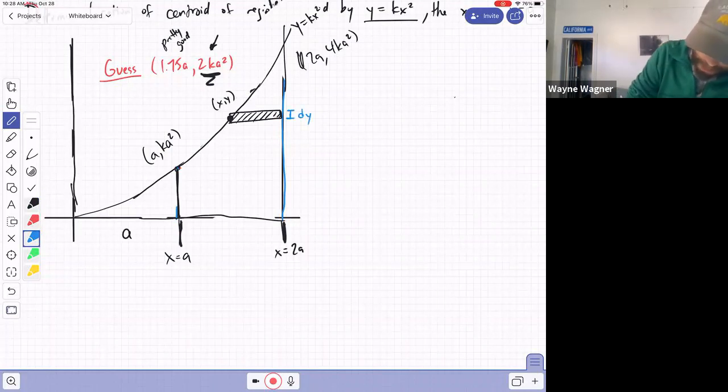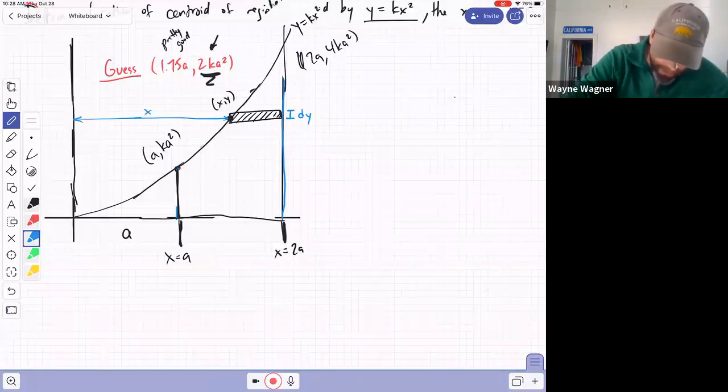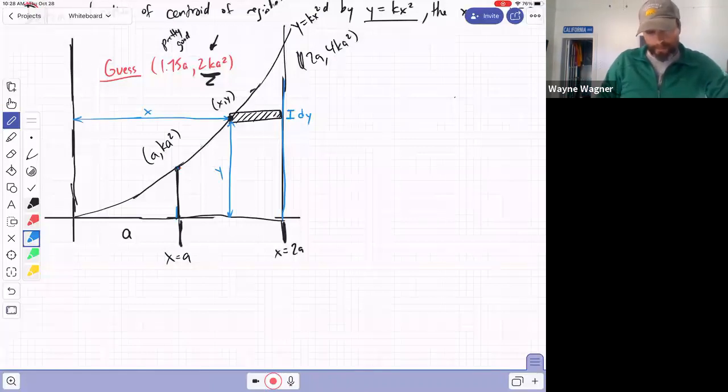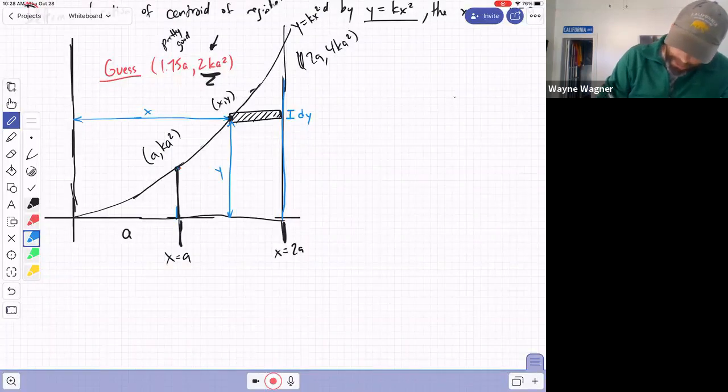Okay, and now I want the height of that box, and that's kind of annoying because, let's see, this right here, that's the distance of x. This distance right here, that's the distance of y. Which means that this distance right here, that's 2a minus x.